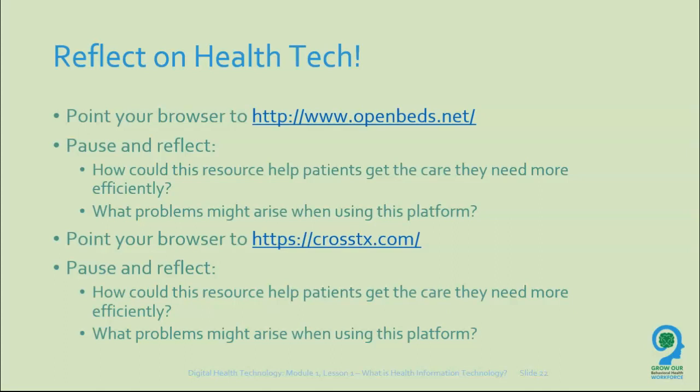Take a few moments, of course pause the video, to surf this website, look at their products, look at their outcomes, look at everything that they offer. Now let's pause and reflect. How could this resource help patients get the care they need more efficiently? What problems might arise when using this platform? Again, pause for a moment to discuss, reflect, and/or write down a few ideas.